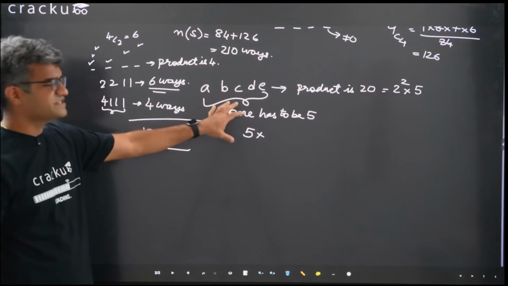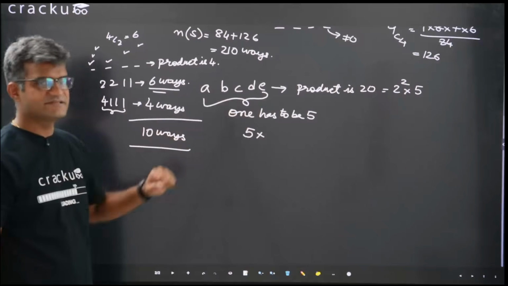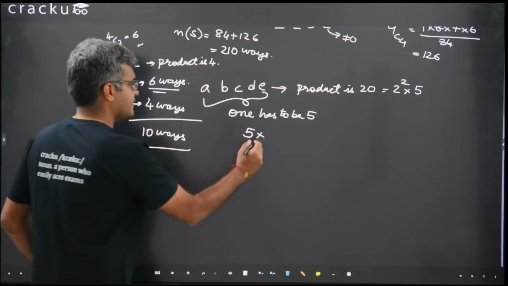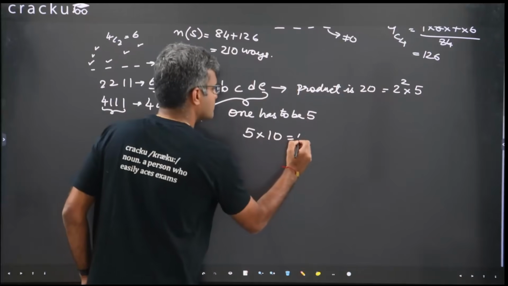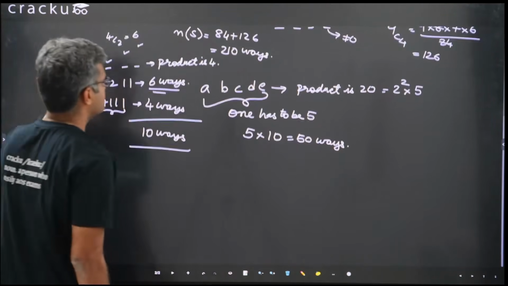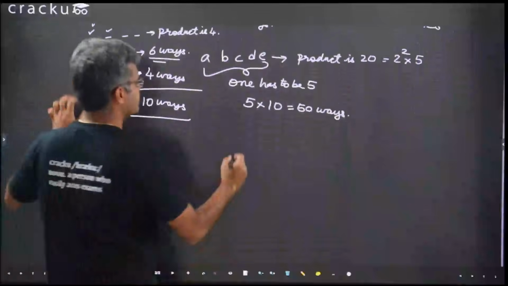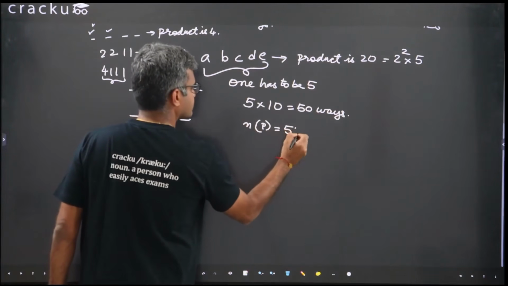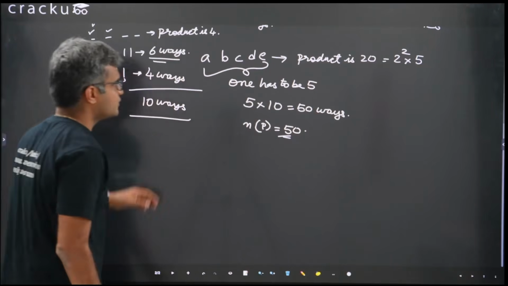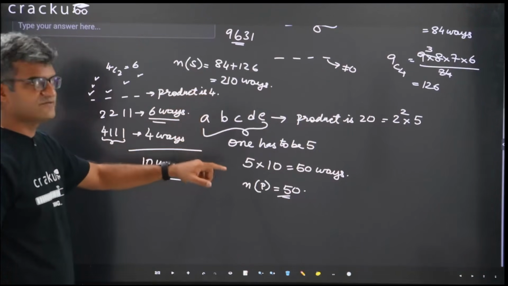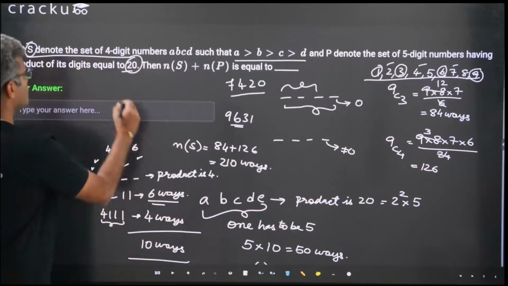And selecting which digit is 5 can be done in 5 ways. So the total number of ways in which the product is equal to 20 is 5 into 10, which is equal to 50 ways. This is the value of n of p. Therefore, the value of n of s plus n of p will be 210 plus 50, which is equal to 260.